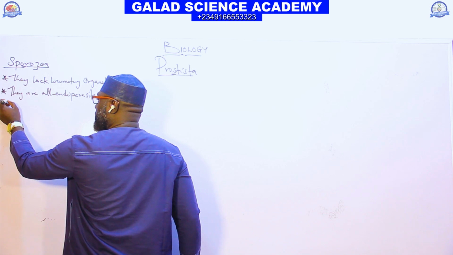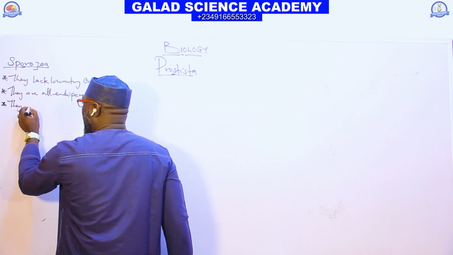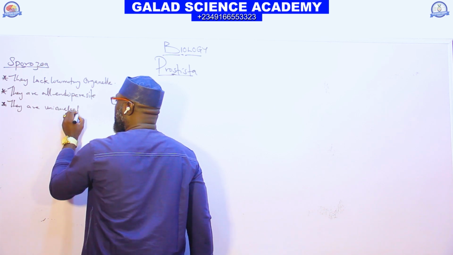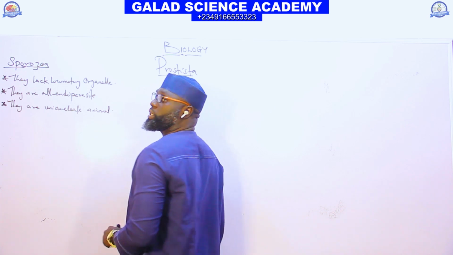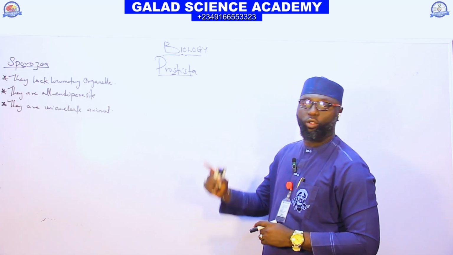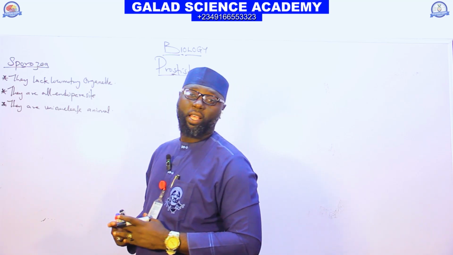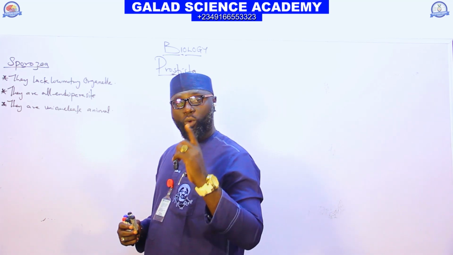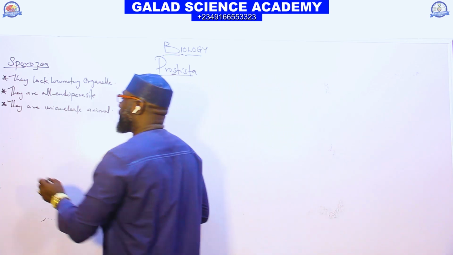Next, they are uninucleate animals. So they have only one nucleus. It is only the ciliates that are binucleate, having 2 nuclei, which are a micronucleus and a meganucleus.